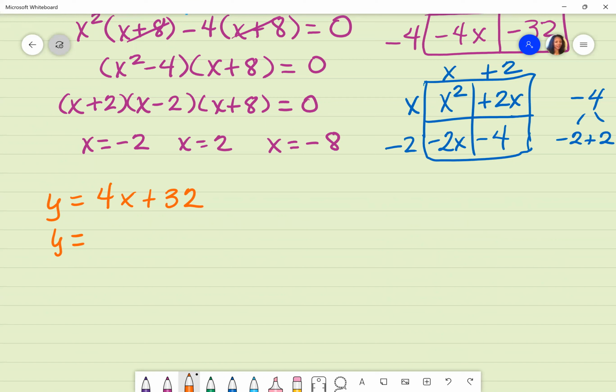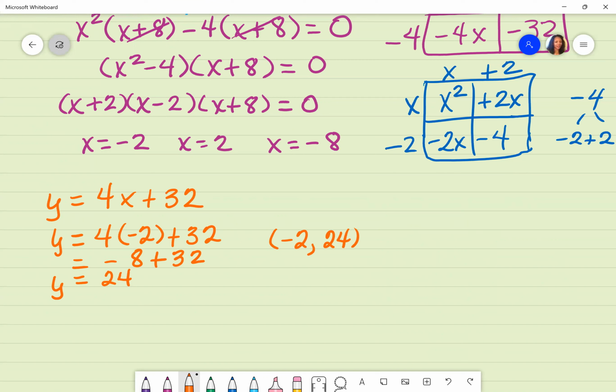Y is equal to, the first one is when x is -2. Then I have -8 plus 32. So therefore, y would equal, let me see here, 24. 32 minus 8 is 24. So my coordinates over here would look like -2 as my x and 24 as my y. Then going on to the next one, when x is equal to +2, plus 32.